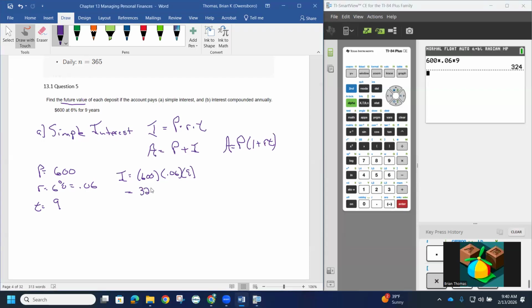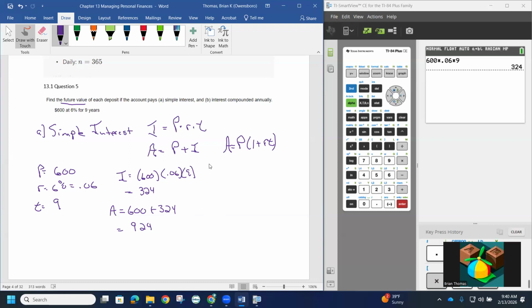If we didn't touch anything, our final amount is going to be the principal, which is $600, and then we've made an additional $324 on our investment, and therefore our final amount would be $924.